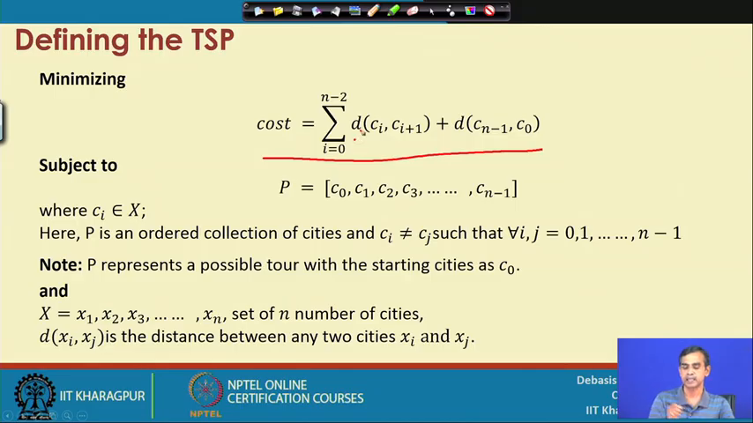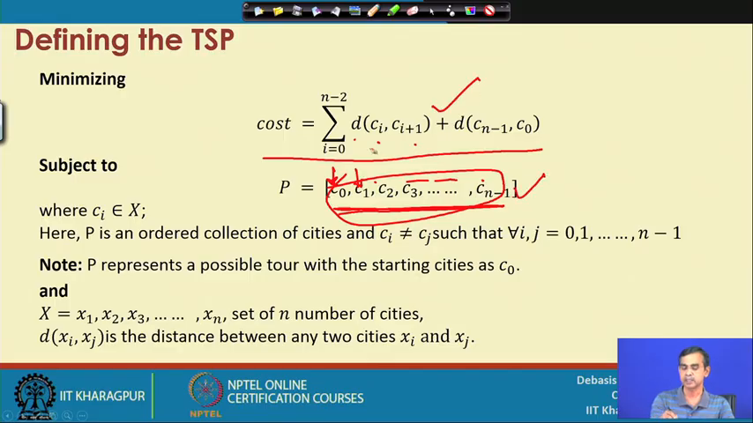Here d is the distance from any city C i to C i plus 1. At any instant, this is the solution, where the traveler first starts with C 0, then C 1, then the cities in sequence. So this is basically the ordering of the different cities, and if this is the solution, then we can evaluate the cost of this using this formula.